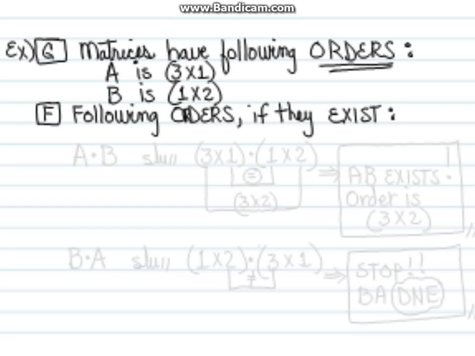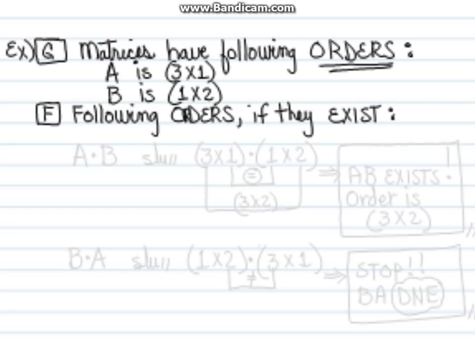In this problem, we're given that two matrices, which we call capital A and capital B, have particular orders. That's rows by columns. The A matrix is a 3 by 1. The B matrix is a 1 by 2. So that's A has 3 rows and one column, while B has 1 row by 2 columns.